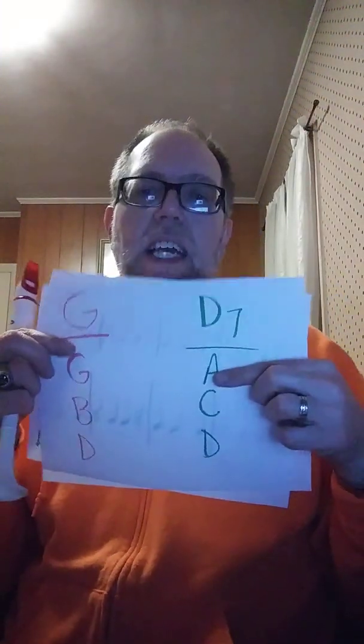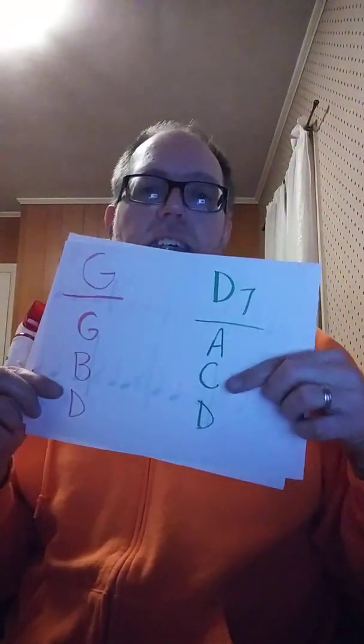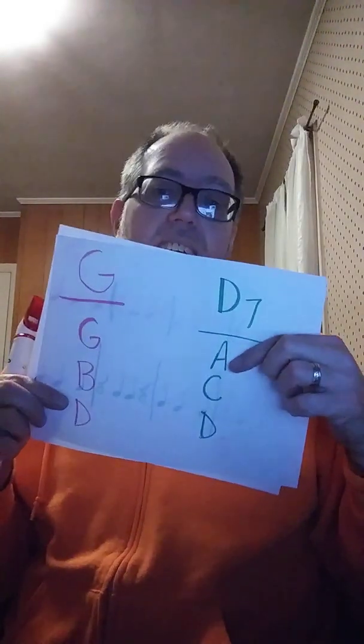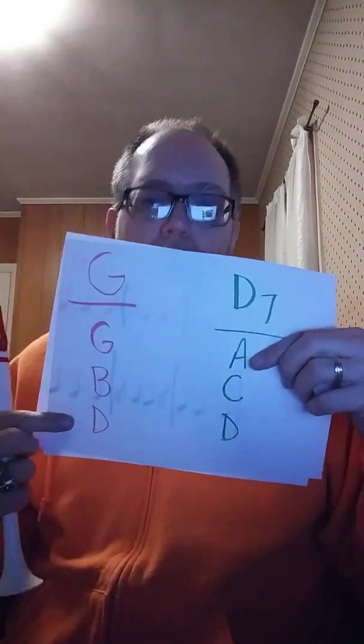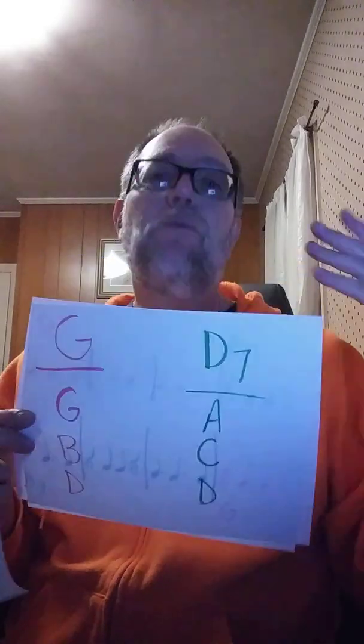Do it that way. Any of them work, right? G to A, B to C, D to D, or D to C, or D to A. As long as you go from one of the red ones to one of the green ones, we'll be good.